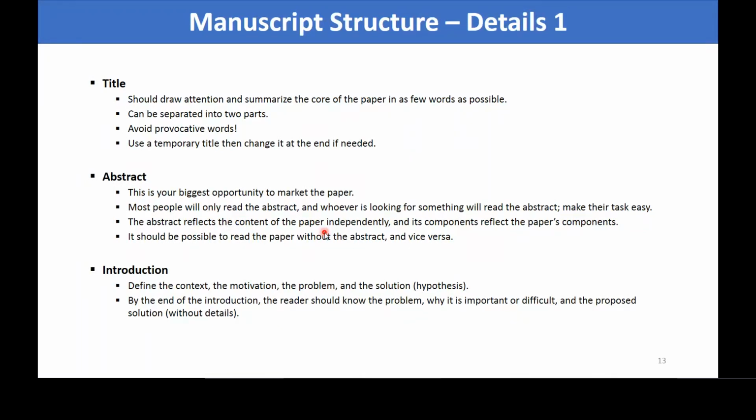So these are the main source of selling the paper. So please make their task easy. Make it easy for them to find the core of the paper from the abstract. The abstract generally reflects the content of the paper, and it should be independent from the rest of the paper. And usually all the components in the abstract will reflect the paper's components.